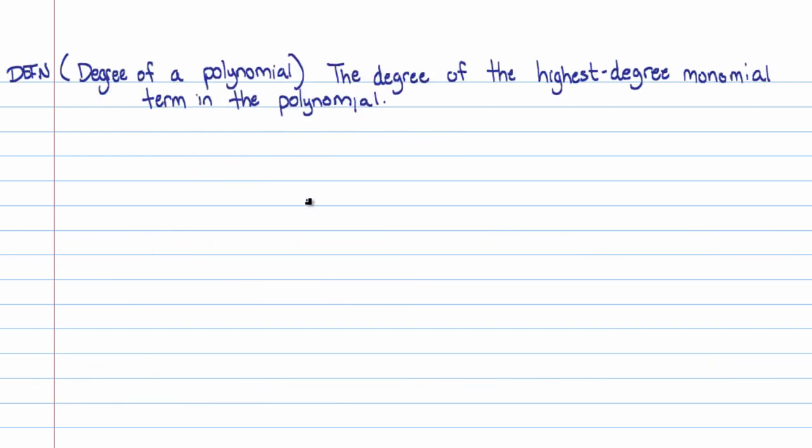The degree of a polynomial is just the degree of the highest degree monomial term in that polynomial. That's a little bit of a mouthful, so let's take an example here, and then I'll describe how I generally teach it in a classroom. Let's find the degree of the following polynomial. Let's do 3x to the fifth minus x plus 1. Technically, that's a trinomial. We can call that a trinomial, but it's also a polynomial.